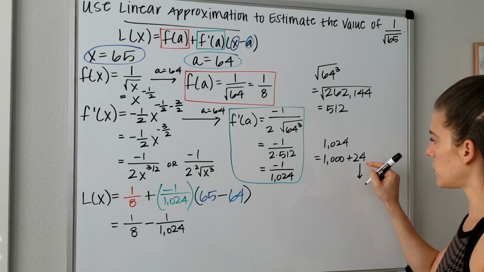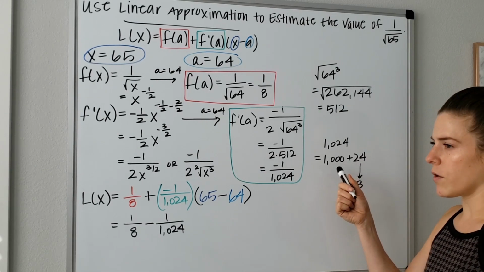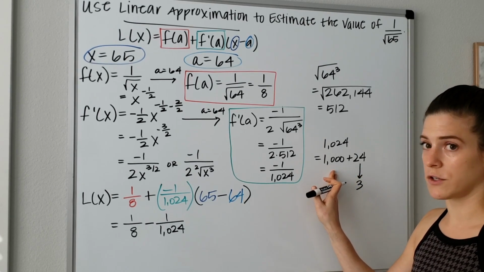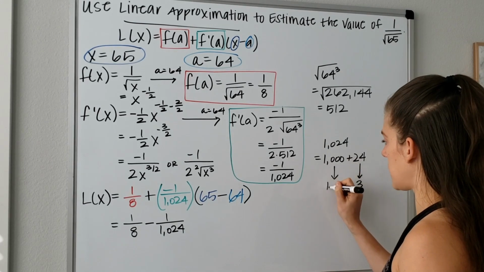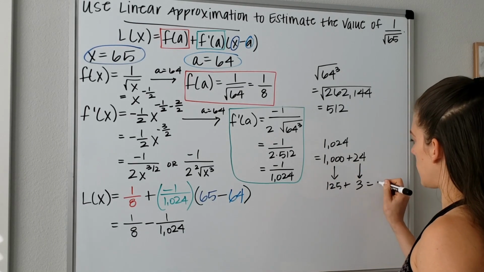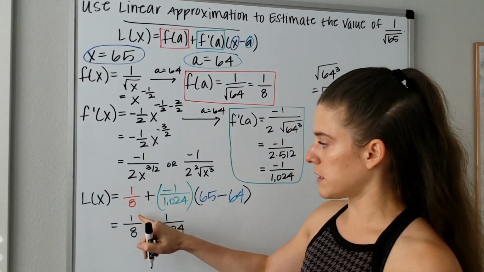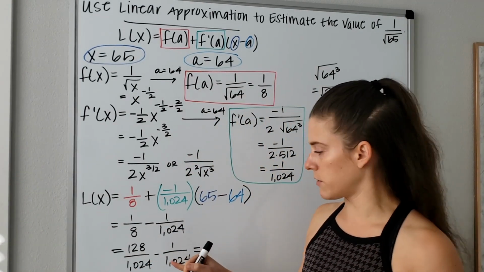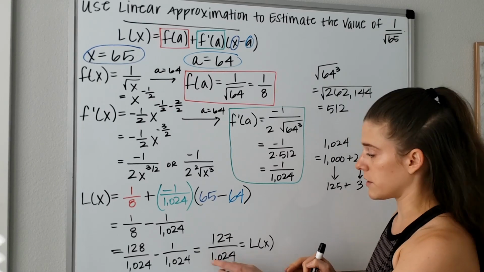Well, we know 8 goes into 24 3 times. 1000, I don't know 8 right away, but I know that 1000 is divisible by 4, that's 250, and half of 250 is 125. So that's how many times 8 goes into 1000. Add those together, you get 128. So let's multiply this top and bottom by 128 for our common denominator of 1024. 128 minus 1 is going to be our final answer.